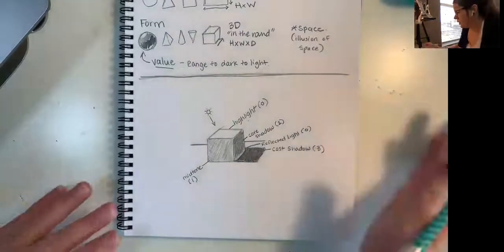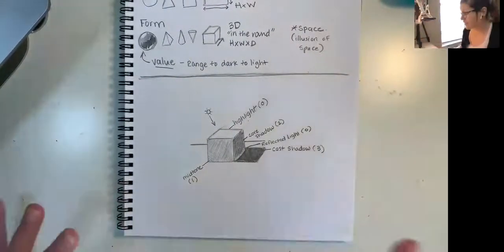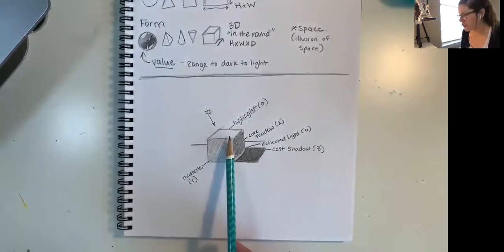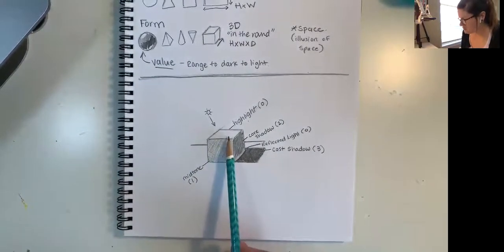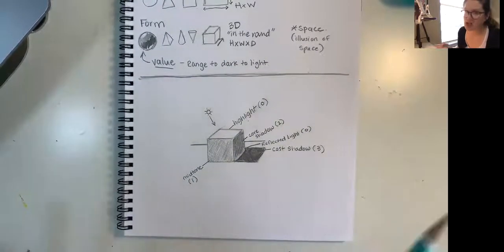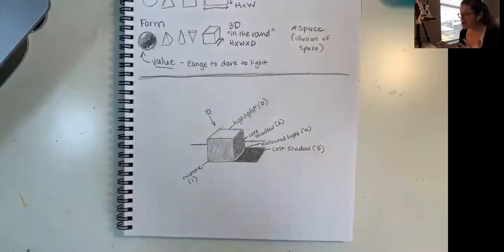Now, if you're getting familiar with value, we only have really 4 values here, including white. So we have our white, value 1, value 2, value 3. That's not too complicated. As you start to add more values, it gets more complicated.